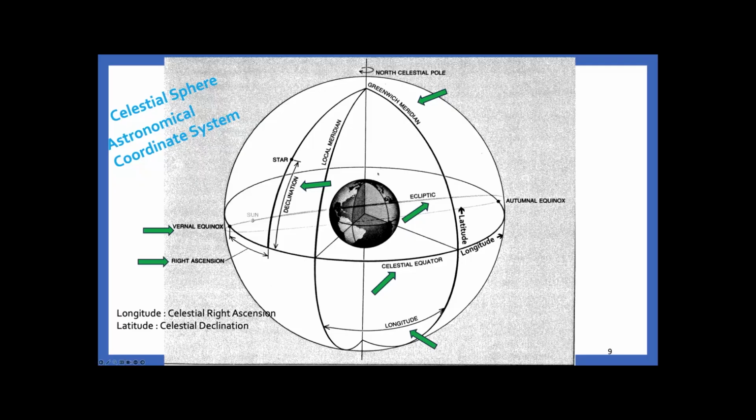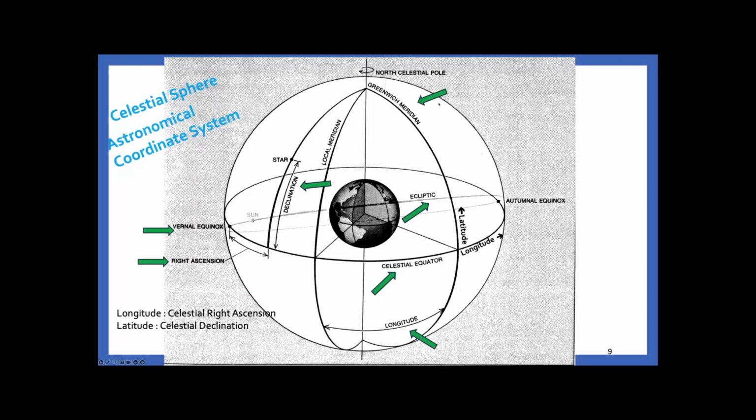Obviously, here's the Earth in the middle. The celestial equator, of course, is just an extension of the Earth's equator. Longitude is measured from the Greenwich meridian. It can be measured east or west. We tend to measure it east here.